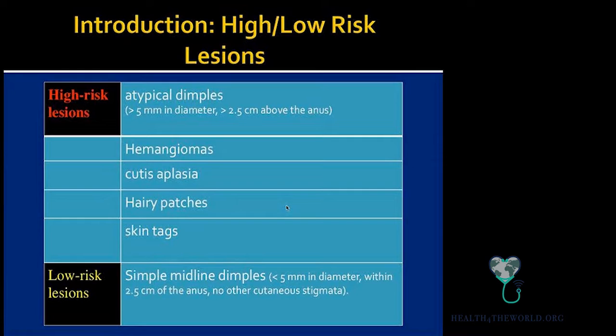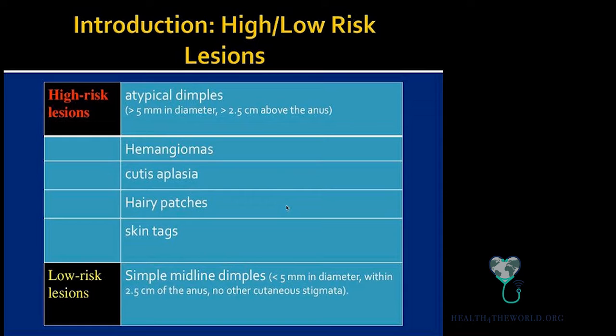There are a few so-called high-risk and others that are low-risk lesions. We talked about the skin lesions, but some of the things that are at the most high-risk would be atypical dimples, and that would be either greater than 5 millimeters in diameter or more than 2.5 centimeters above the anus. So those are considered atypical. Again, above the anus more than 2.5 centimeters or more than 5 millimeters in diameter, something you should have some concern over.